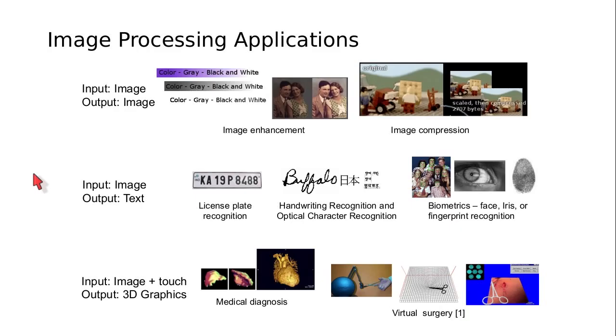Another set of applications are ones where the input is an image and the output is text. One example is license plate recognition, which is very popular. Surveillance agencies, law enforcement agencies, it's very popular among those, and it's being widely used across the world. More or less standardized algorithms are available for this particular problem.